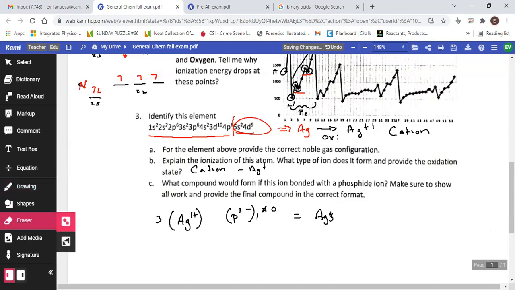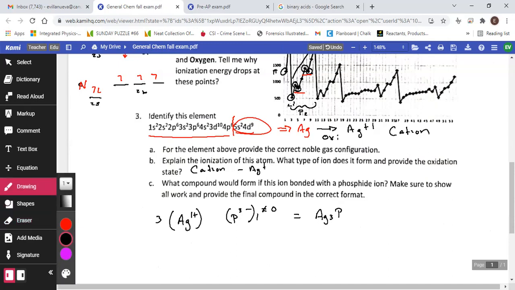Sorry, let me erase that. P1, you don't have to write the 1, so it looks just like this. Or you could have just said, hey, I know that if I take my charges and I bring this number over here, and I bring this number over here, see how it forms like a little fish right here? That's why we call it the fish. I get the compound Ag3P. And that's all you needed to do to get full credit for this question.